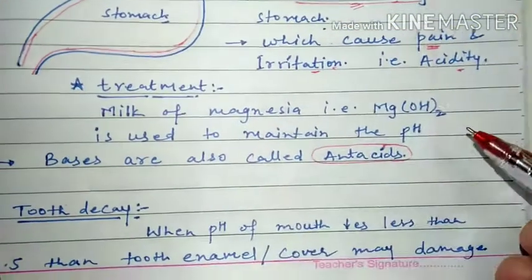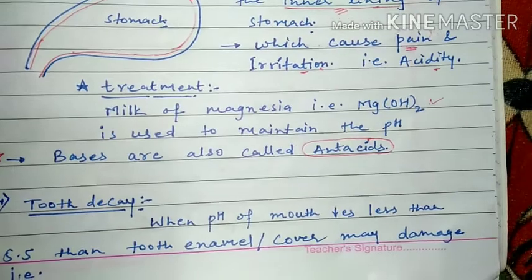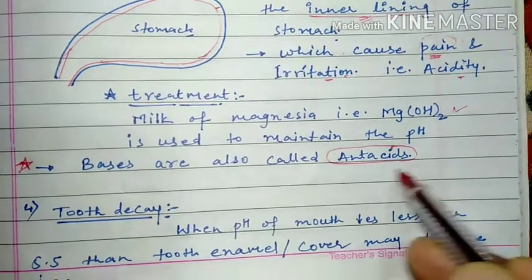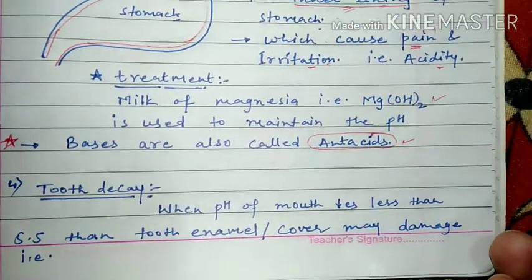For the treatment we should use milk of magnesia. It is one kind of base. And for your information, I want to tell you that bases are also known as antacids.